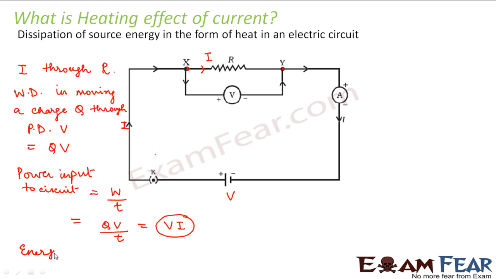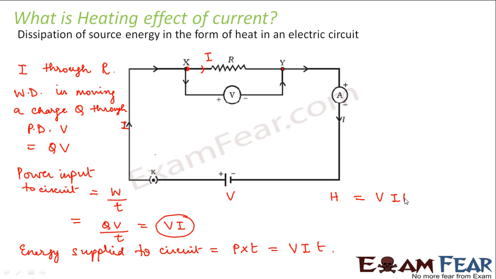So how much is the energy supplied to the circuit? The energy supplied to the circuit will be equal to power into time, because power is nothing but energy per unit time. So this will be equal to VI into T. This much is the total amount of energy that is supplied to the circuit, so we can say this is the total source energy. Now this energy is dissipated as heat across this resistance R. So how much is the heat dissipated? Heat dissipated H is equal to VIT.